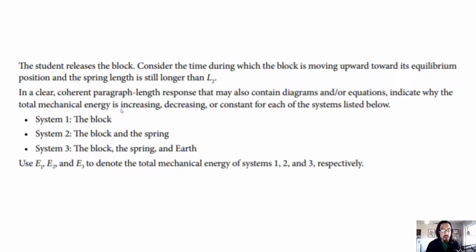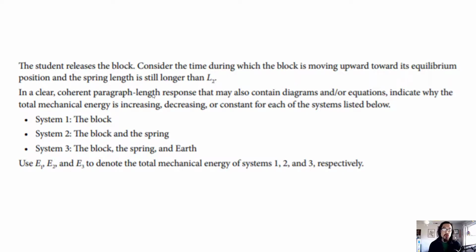So it says here, in a clear, coherent paragraph response that may also contain diagrams and or equations, so once again, the idea of the equation pops up, indicate why the total mechanical energy is increasing, decreasing, or constant for each of the following listed below. So there are 3 systems, right? There are 3 scenarios.